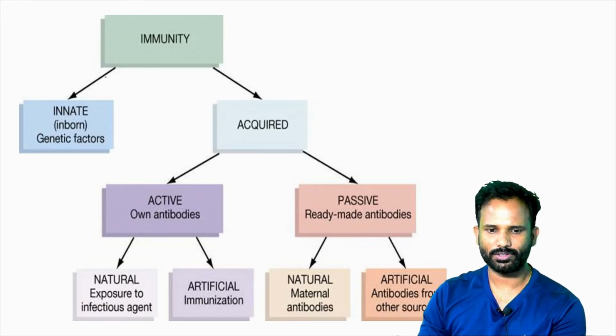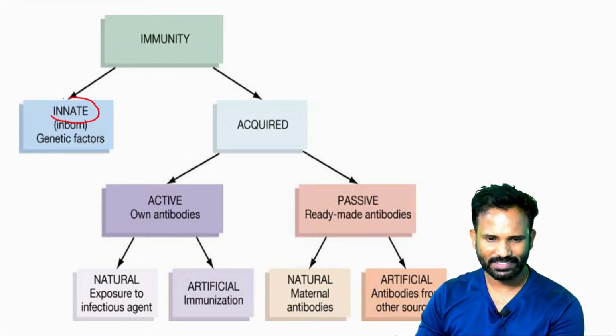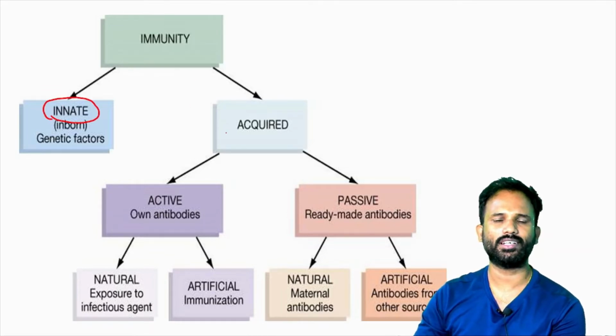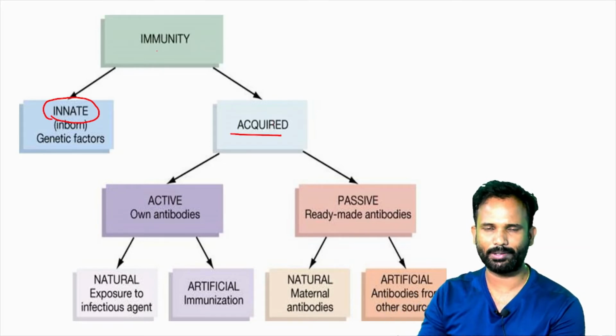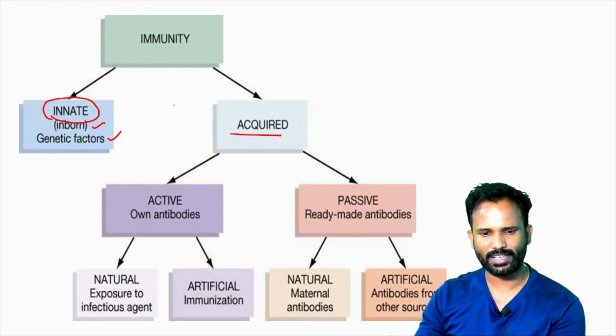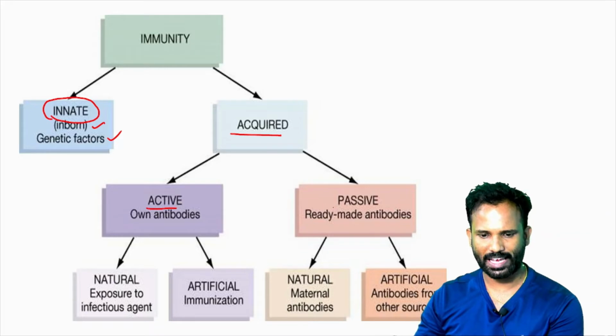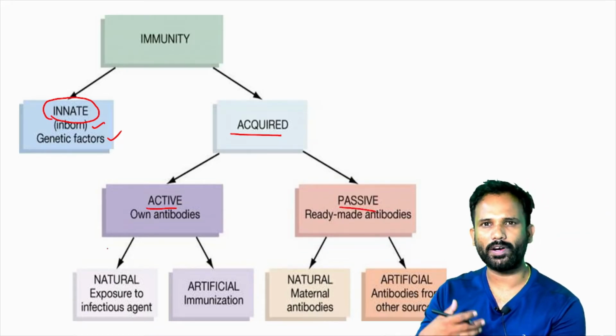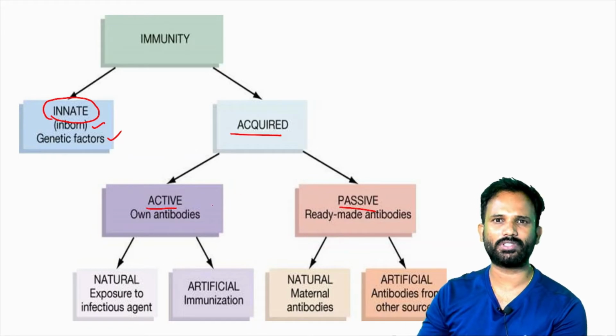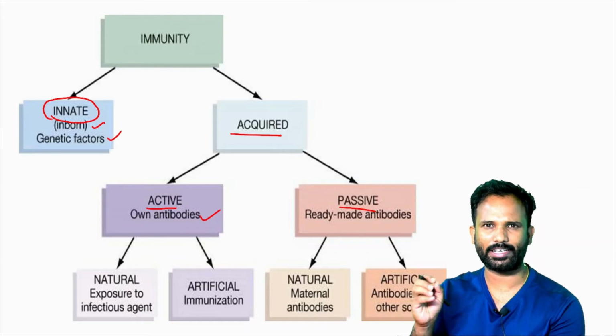So, immunity can be by birth, we call that as innate immunity, and it can be acquired in the process of aging or in the lifetime. So, innate is inborn and is dependent on genetics. And acquired immunity is of two types, active and passive. Active immunity in the sense our body is active and producing its antibodies. Whereas passive in the sense it is passively receiving the antibody.